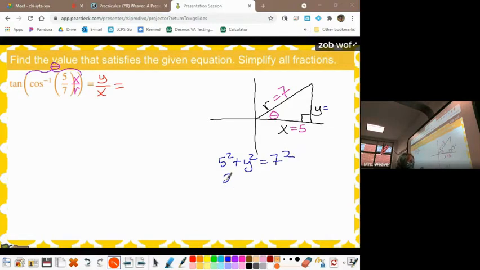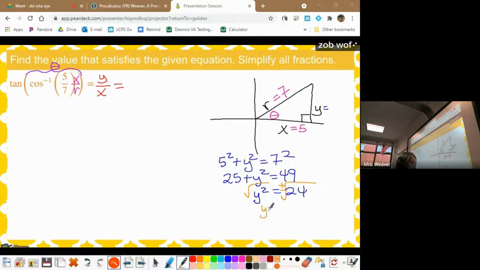So 25 plus y squared equals 49. I'm going to subtract 25 from both sides. Y squared equals 24. How do we undo a square? Anybody can answer. Square root. So when I take the square root of both sides, something super important happens. We pick up the plus or minus option.